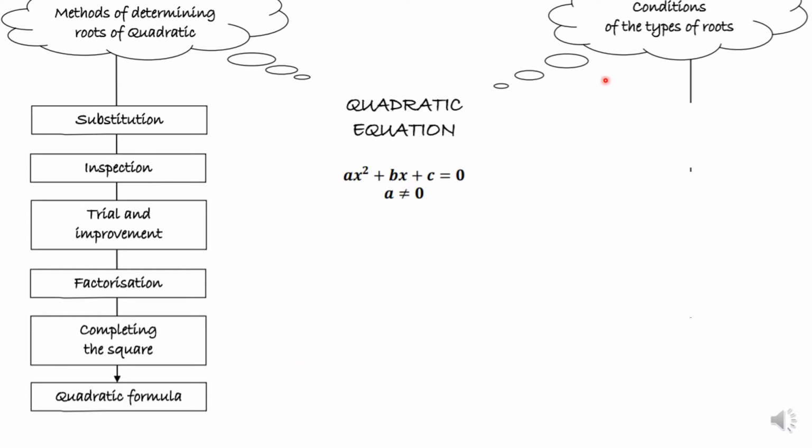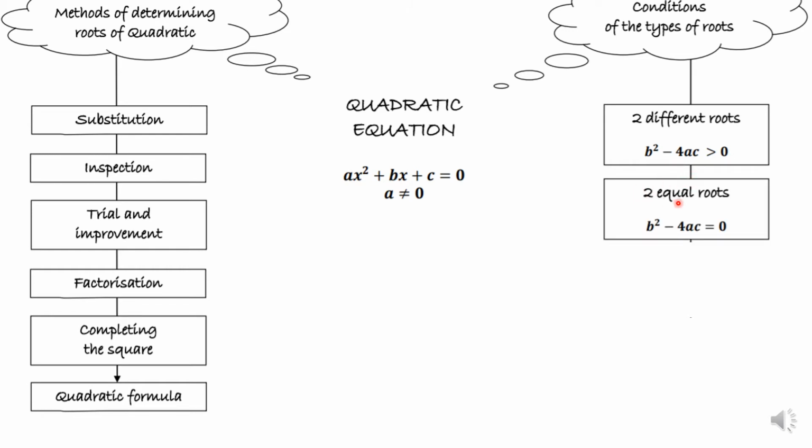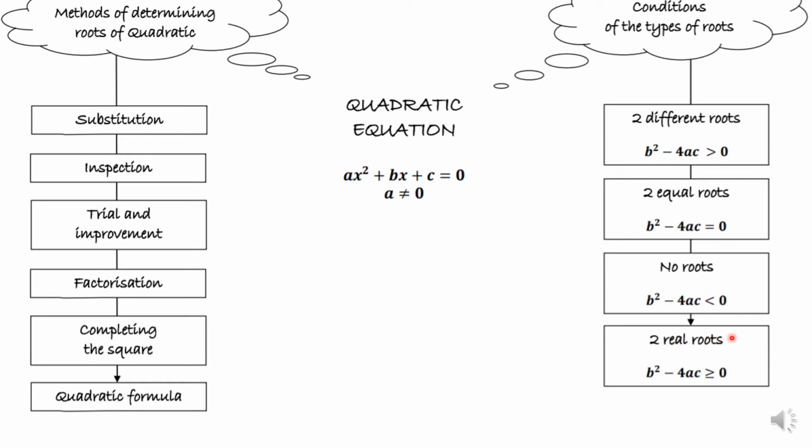And for conditions of types of roots: two different roots when the discriminant b squared minus 4ac is greater than 0. Two equal roots when the discriminant b squared minus 4ac equals 0. No roots when the discriminant b squared minus 4ac is less than 0. And two real roots when the discriminant b squared minus 4ac is greater than or equal to 0.